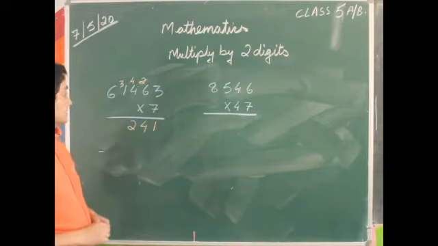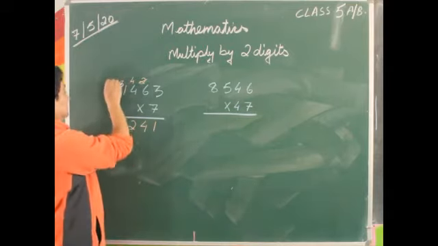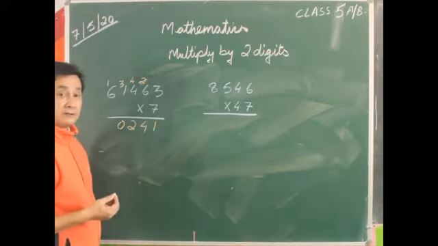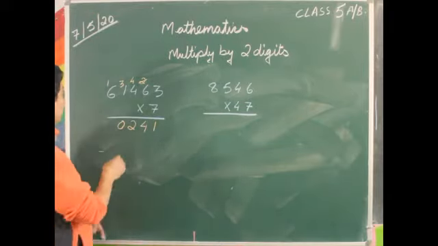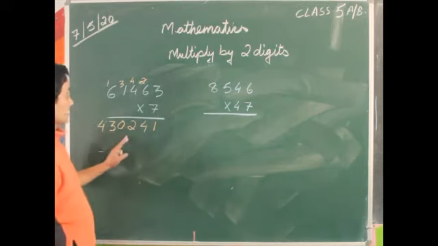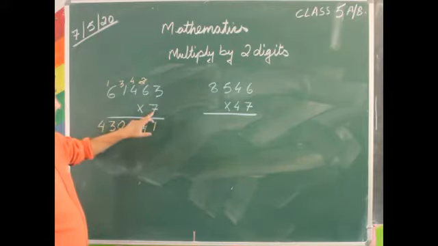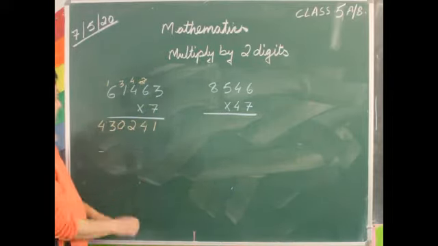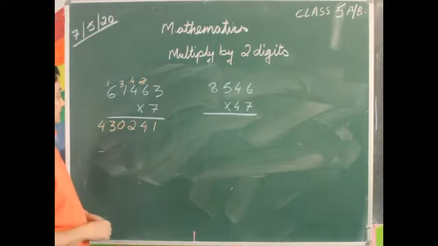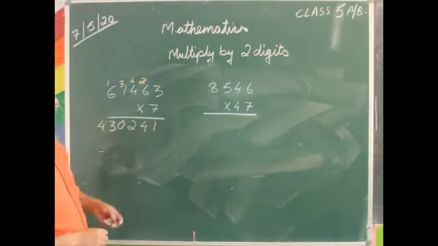7 ones are 7 plus 3, 10. 7 sixes, 42 plus 1, 43. So we got this answer by multiplying this number by 7. So the answer that we got was 4,30,241.